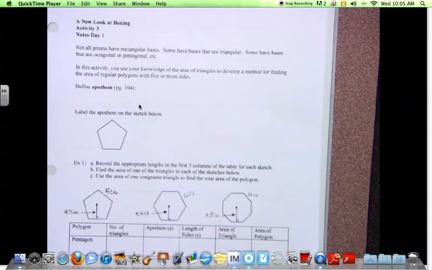Octagons. In this activity, you use your knowledge of the area of triangles to develop a method for finding the area of regular polygons with 5 or more sides. So apothem is on page 104 of your book. Define apothem.